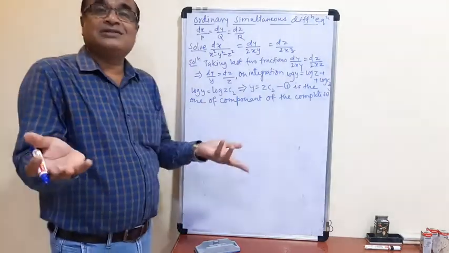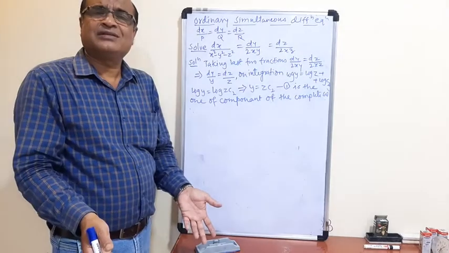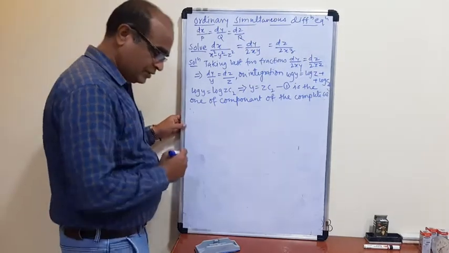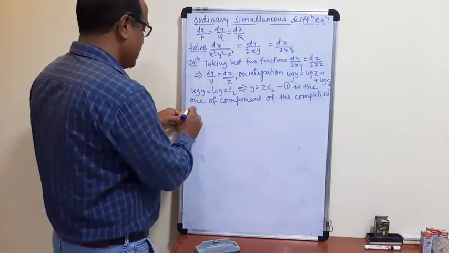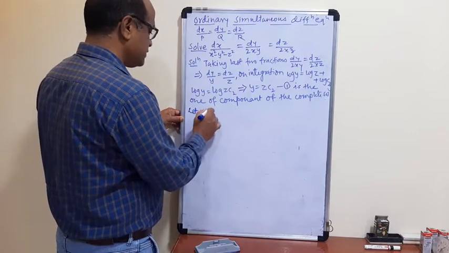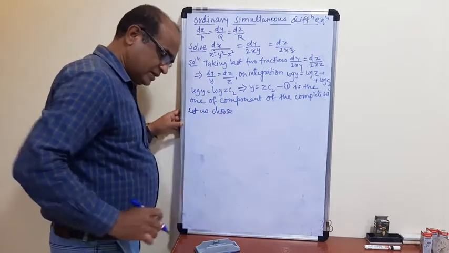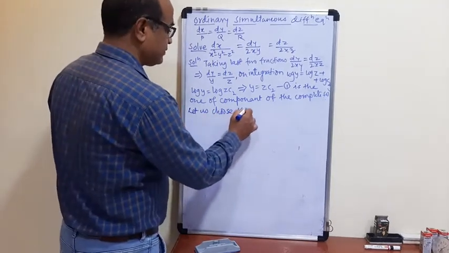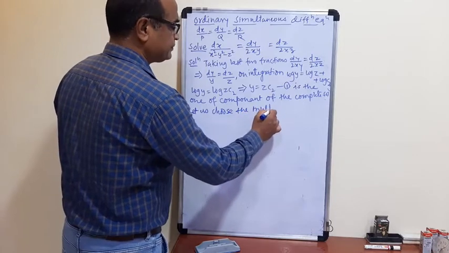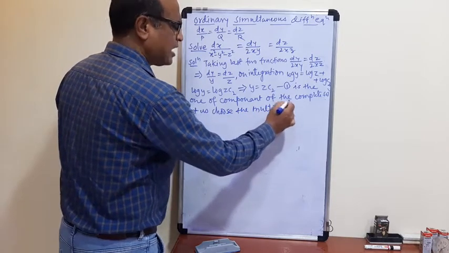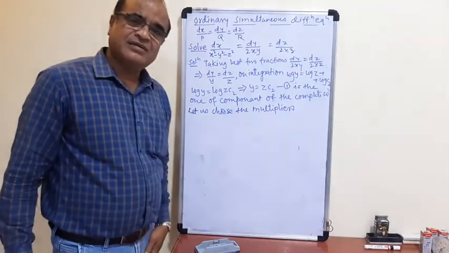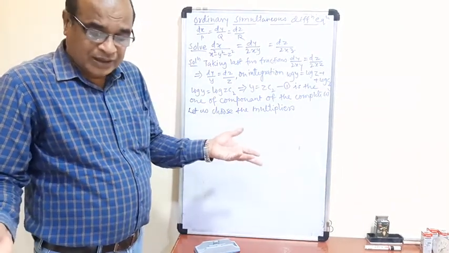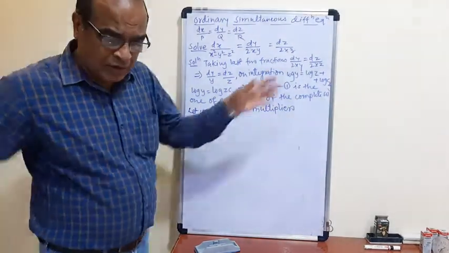So let us choose the set of multipliers, to find the solution, another part. Just remember, we are taking multipliers here, so we don't take multipliers such that the denominator becomes 0.